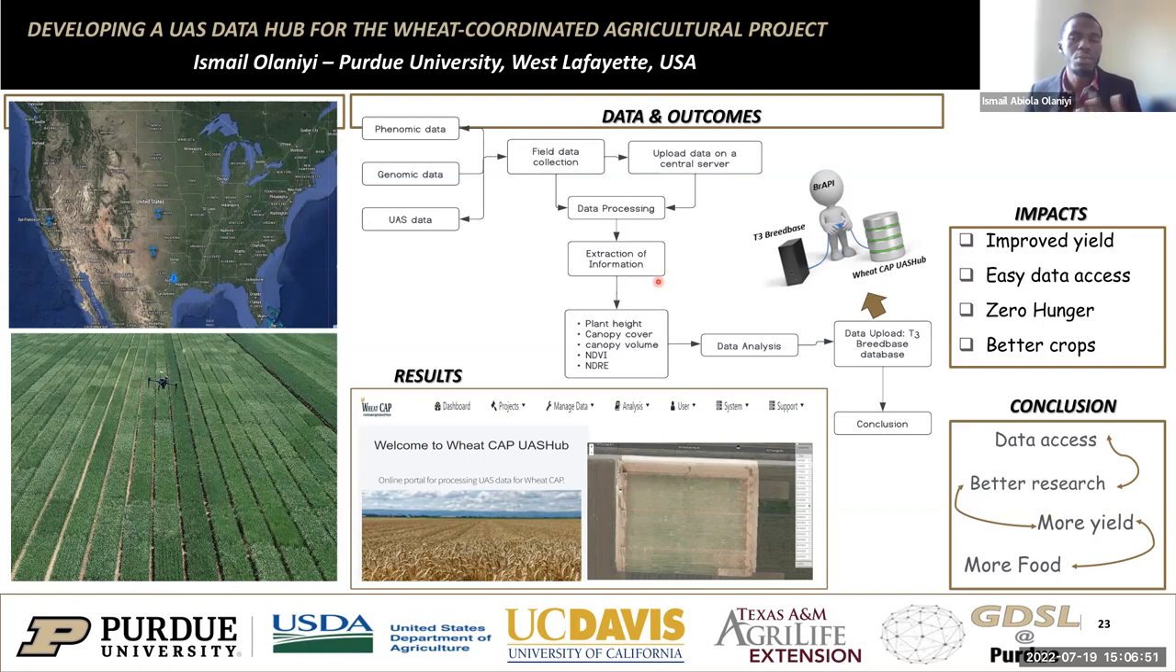We are confident that this project would provide US wheat growers easy access to data that will help them produce better crops, which would in turn increase wheat productivity across the United States. In conclusion, to maintain the competitiveness of US wheat crop growers in the global market, this data hub has been developed as an online platform to process, analyze, and visualize UAS data. This will serve as a powerhouse that would provide US wheat growers easy access to data that will help them make proper decisions in order to produce better crops and also increase productivity.